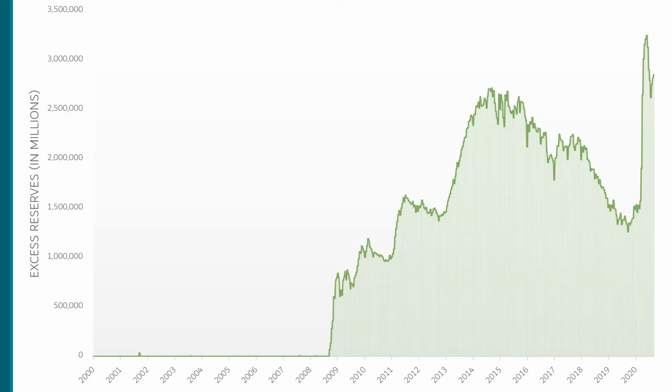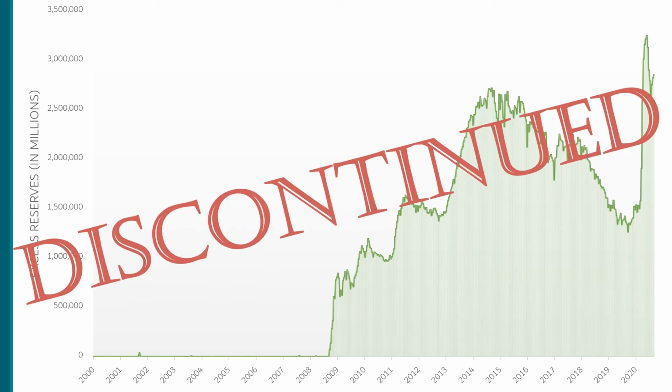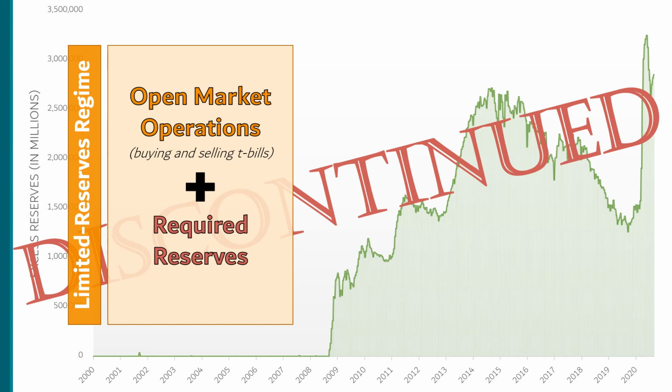After a decade of employing these new policies to help the economy recover from the Great Recession, the Fed announced in 2019 that they would be sticking to this new framework indefinitely. In fact, the whole idea of excess reserves has been discontinued. Prior to the Great Recession, the Fed operated under a limited reserves regime. They controlled monetary policy through open market operations and the required reserve ratio. With those two policies, they could control the amount of cash circulating and the money multiplier, thus giving them total control over the money supply.